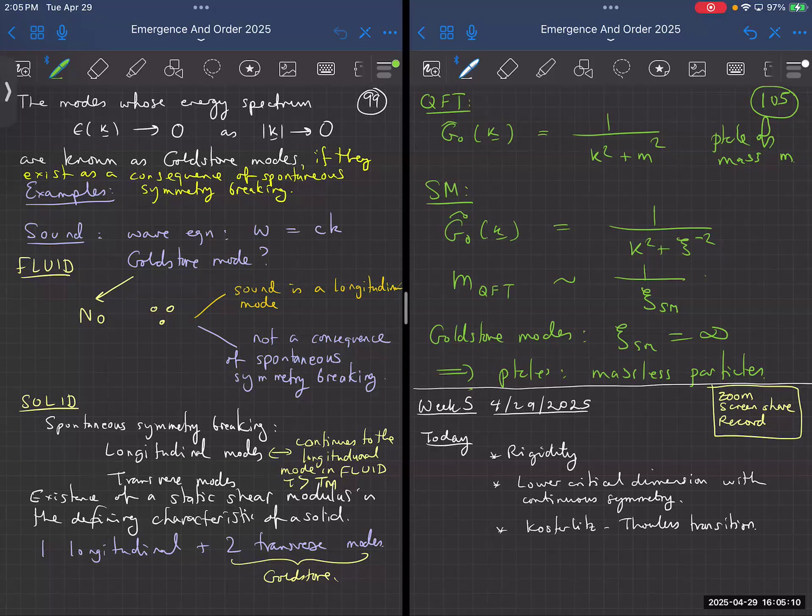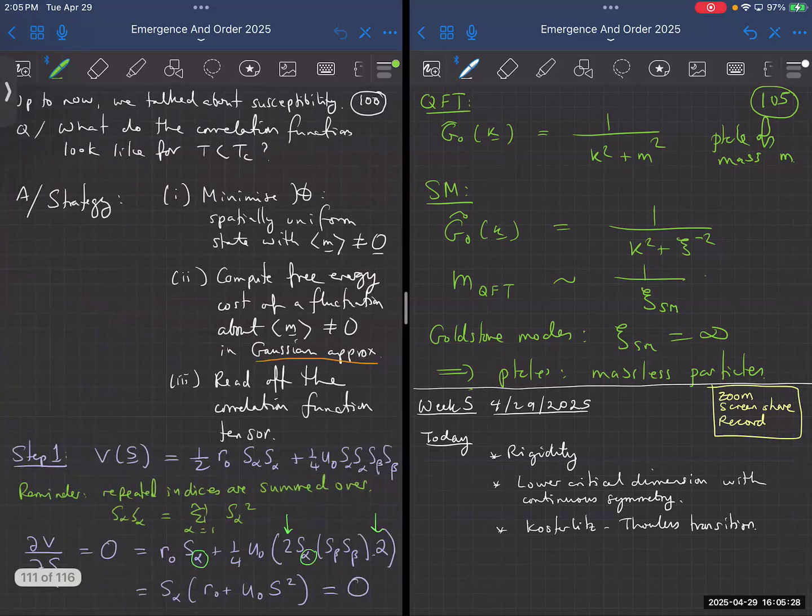And we talked about modes which go to 0 as k goes to 0. We call them Goldstone modes. And we had a long discussion, and we realized that not every acoustic mode is a Goldstone mode. They're only Goldstone modes if they are a consequence of a spontaneous symmetry breaking. And we went through that in some detail. So then what we did was we went and calculated the correlations and the susceptibility of the system.